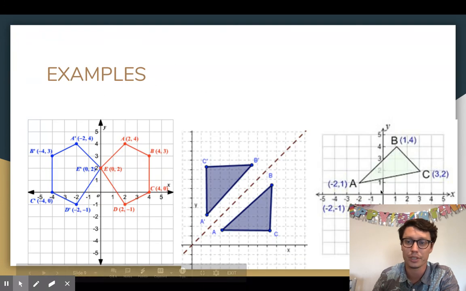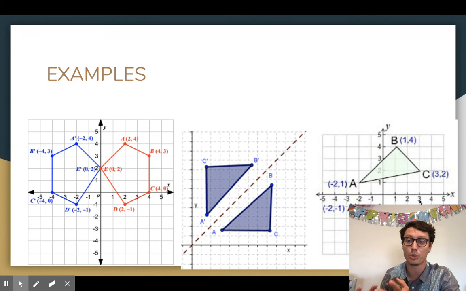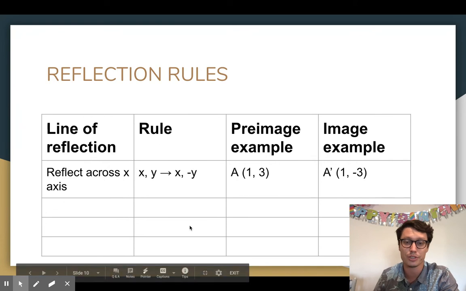Sorry, in this one, again, I know that my face may be covering this. This is why it's important to make sure that you also pull up the PowerPoint slide and look at it on your own as well. Okay, so reflection rules. You have a chart on your notes. Make sure you're writing these down.